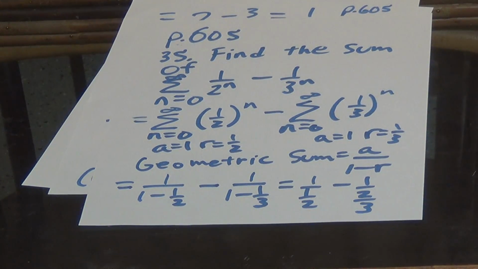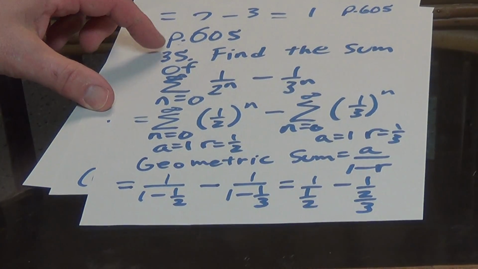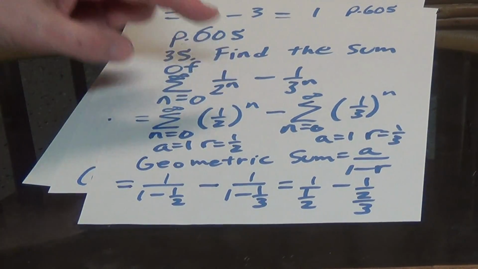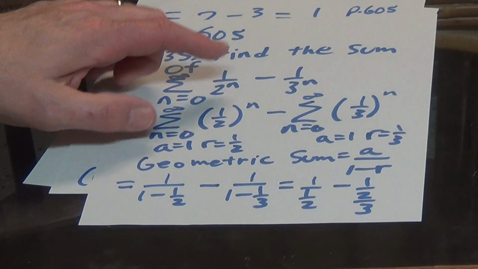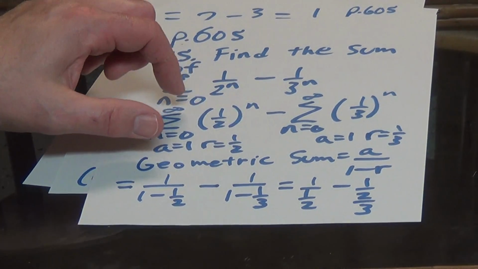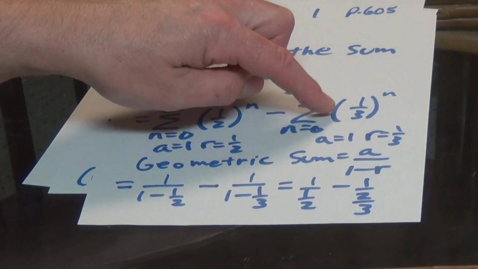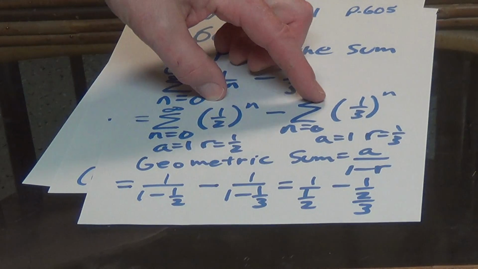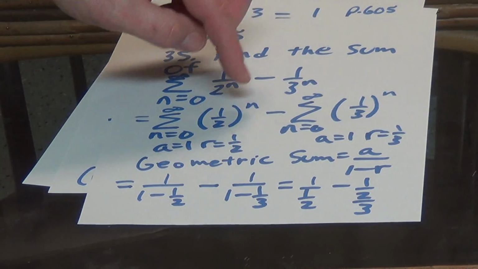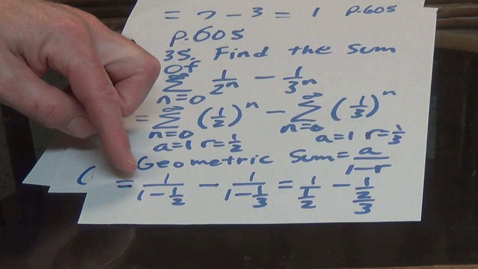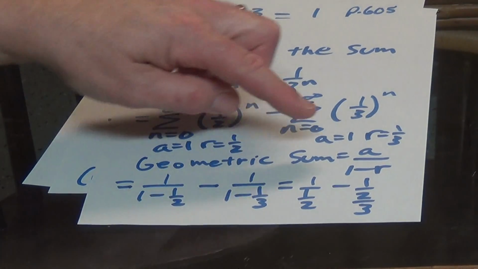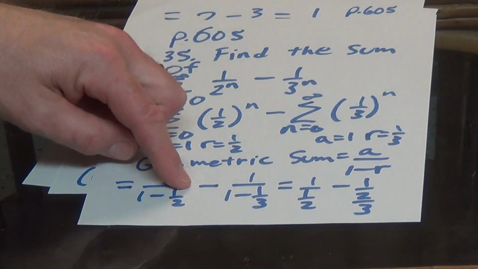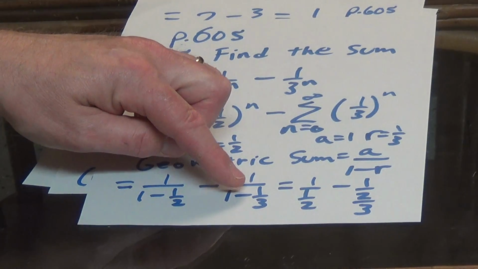Page 605, find the sum of 1 over 2 to the n minus 1 over 3 to the n. These are two geometrics. To make them look more obvious, I rewrote them as (1/2) to the n minus (1/3) to the n. Individually on both, the a is 1, its coefficient, the r is a half. On both, each one will have a sum of a over 1 minus r. For the first one, 1 over 1 minus a half. And you'll subtract, and minus 1 over 1 minus a third.